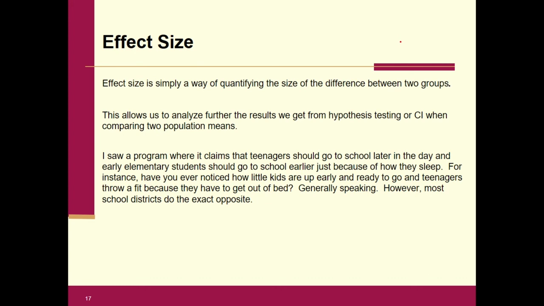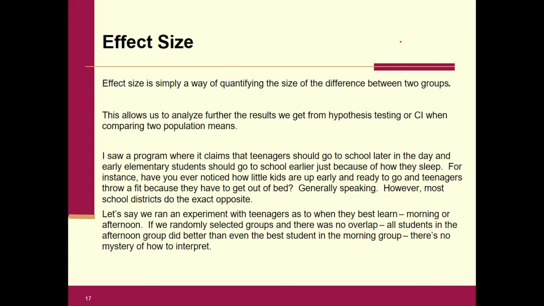Okay, so let's say that we ran an experiment with teenagers as to when they best learn, morning or afternoon. If we randomly selected groups and there was no overlap, so that all students in the afternoon group did better than even the best student in the morning group, there's no mystery how to interpret that. We know that all of the one group was greater than the other one. But that's not very reasonable to think that way.